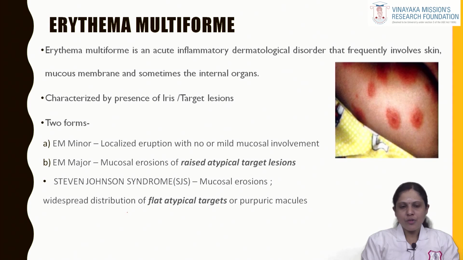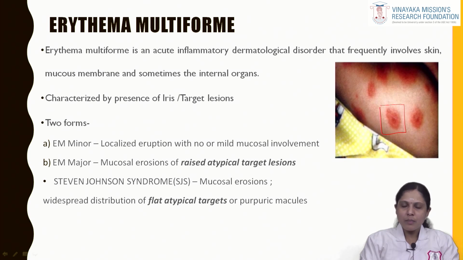Coming to erythema multiforme. It is an acute inflammatory dermatological disorder, frequently involves skin, mucous membrane and sometimes internal organs. It is characterized by the presence of iris or target lesions. So there are two forms of erythema multiforme, that is erythema multiforme minor and erythema multiforme major. Minor is where localized eruption with no or mild mucosal involvement can be seen. In major, mucosal erosions of raised atypical target lesions are present.